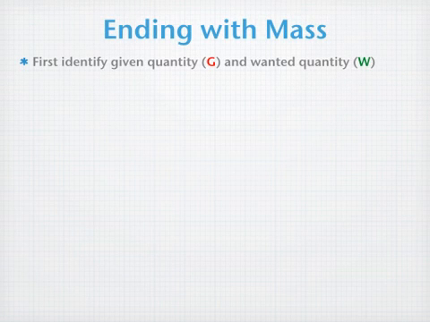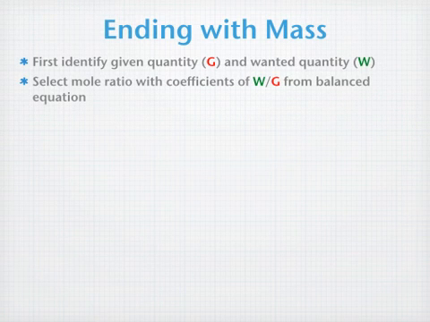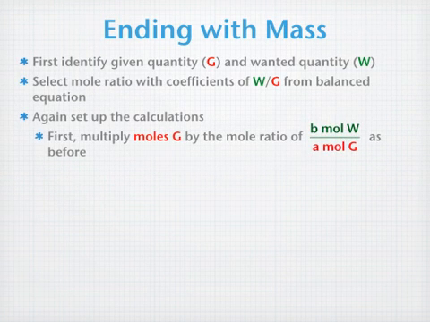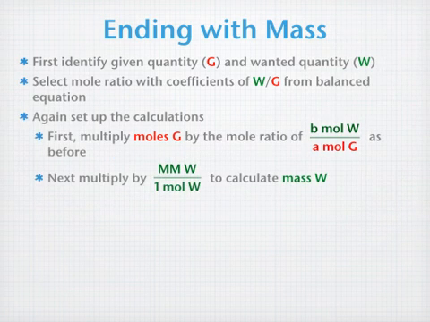Let's turn it around a little bit and see what happens if we end with mass. As before, we're going to identify the given quantity and the wanted quantity. In this case, the given quantity is going to be moles and the wanted quantity is going to be mass. We're going to select the mole ratio from the balanced chemical equation and set up the calculations. Since we're starting with moles of the given, we're going to multiply immediately by the mole ratio of the B moles of the wanted over the A moles of the given. At this point, we're going to have the moles of the wanted, so we're going to multiply by the molar mass of the wanted over 1 mole, and we're going to end up with the mass of the wanted.